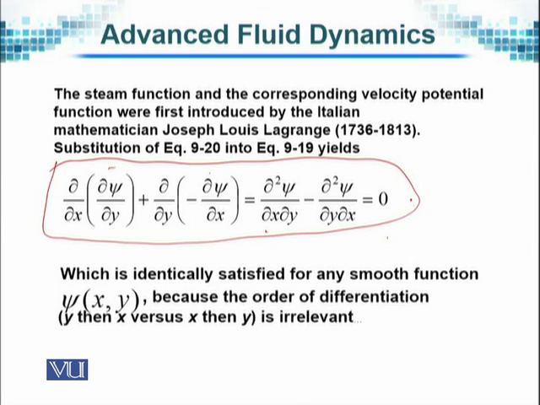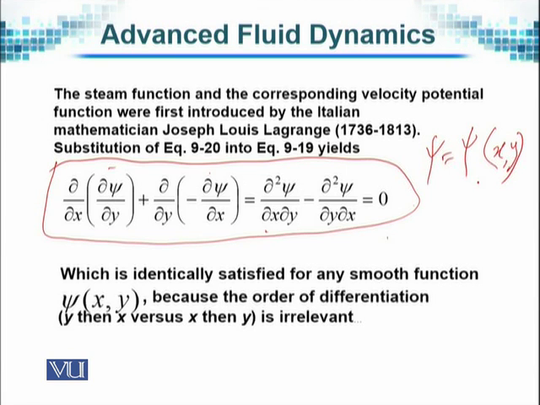When we substitute these values for u and v as defined earlier, we obtain this, and this is equal to 0. In fact, it does not really matter whether we first differentiate psi with respect to x or with respect to y. That is not quite relevant. The important thing is that the second derivative of psi with respect to x and y satisfies the condition. So psi is equal to some function depending on x and y in 2-dimensional motion. That is the important thing.